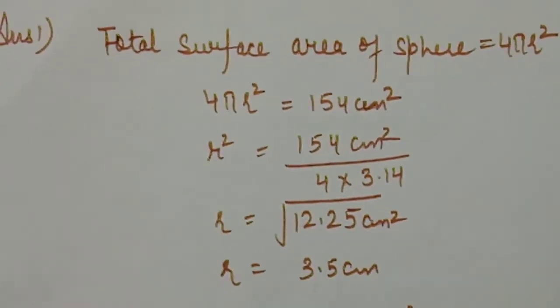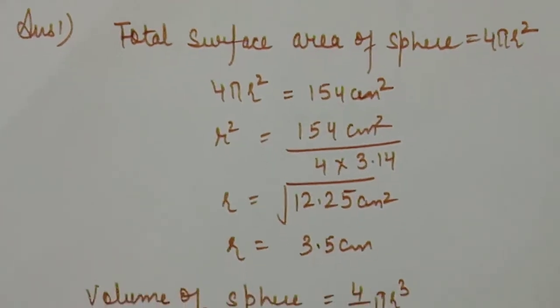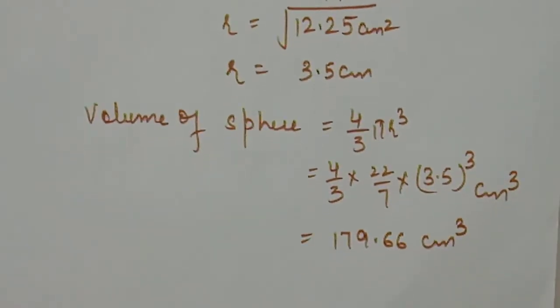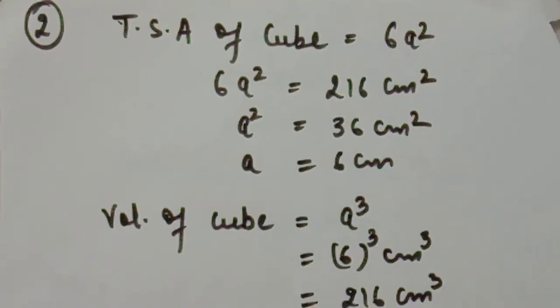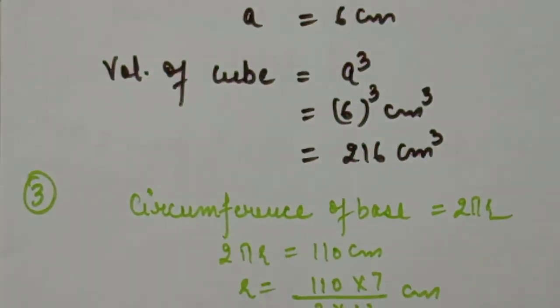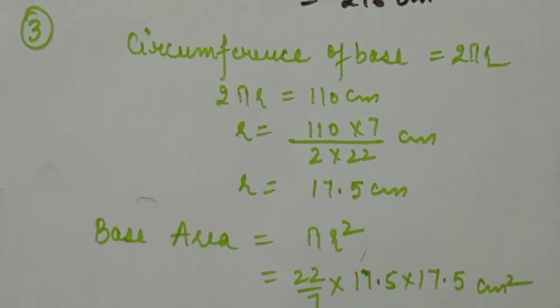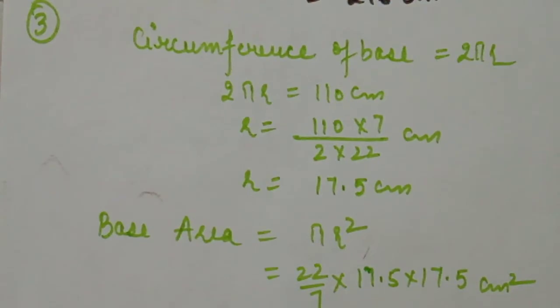This is your first answer. This is your second answer. This is your third answer. In the third, we have to find the base area. It means the circular base of the cylinder, which is pi r square.